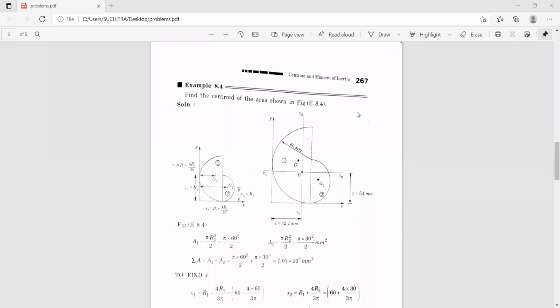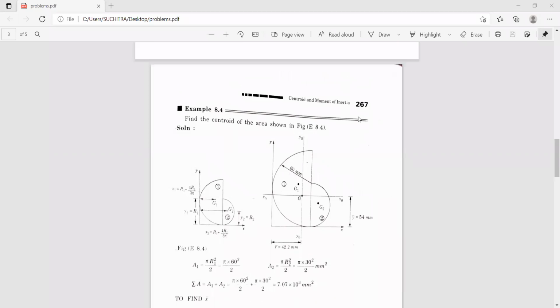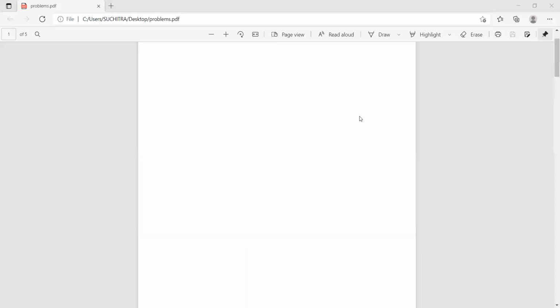So the time is running out, so we should take up this problem in the next class. Any doubts with the previous two problems? Hello?